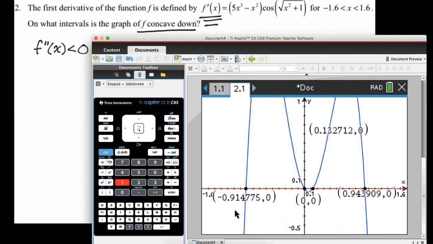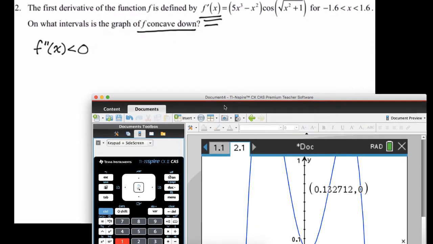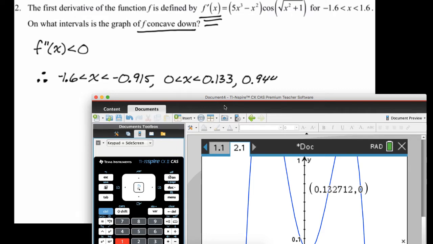Man, I keep trying to do greater than 0. I want to go negative 1.6 to negative 0.915, and then 0 to 0.133, and then 0.944 to 1.6. So that's a lot of regions. So I want to write those down. All right, so let's do that. So therefore, negative 1.6 to negative 0.915, 0 to 0.133, and 0.944 to 1.6. So I was looking for where the second derivative was less than 0.